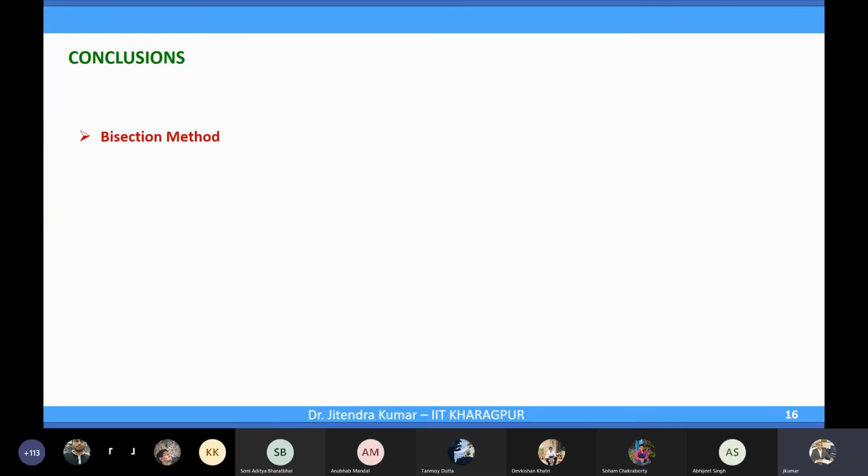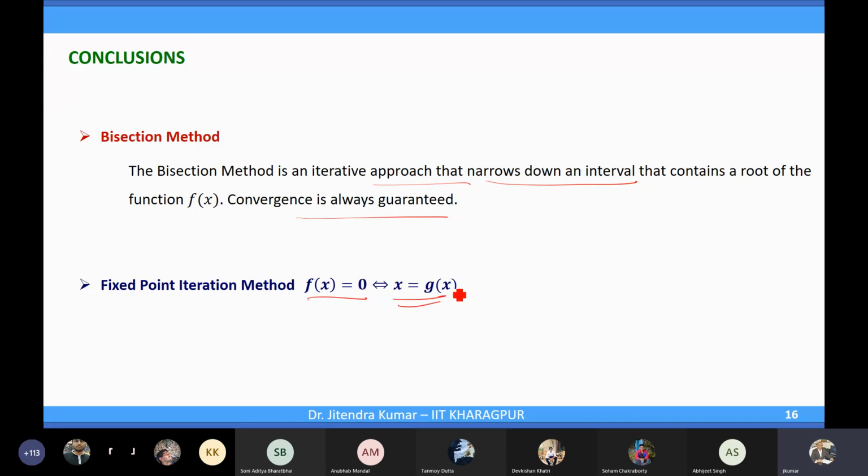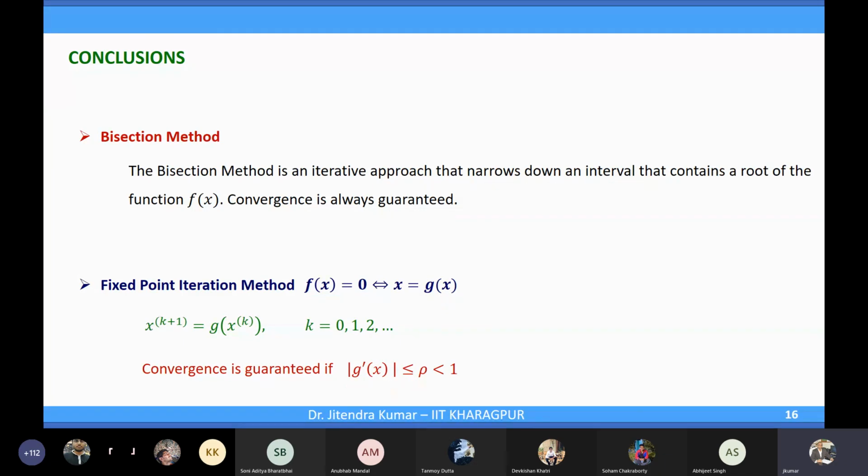The conclusion is that the bisection method is an iterative approach that narrows down an interval that contains a root of f(x), and convergence is always guaranteed. Whereas in the fixed point method, you have to write your f(x) equal to 0 equation in the form x is equal to g(x), and the convergence will be guaranteed if g prime x is strictly less than 1. That is the conclusion out of these two methods.